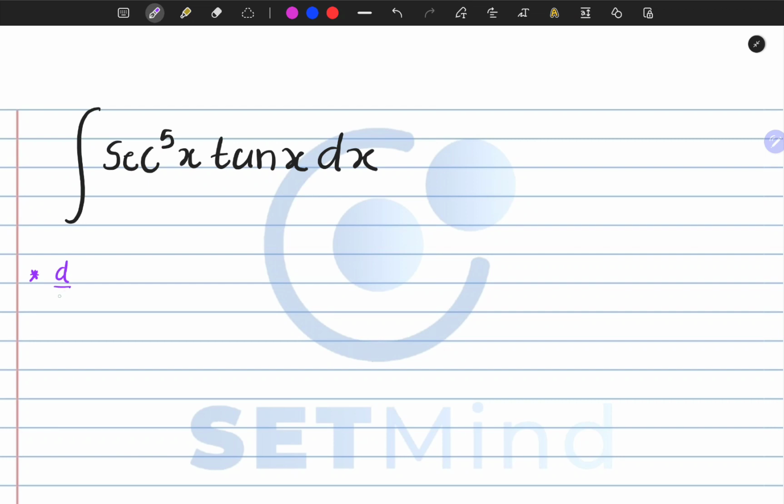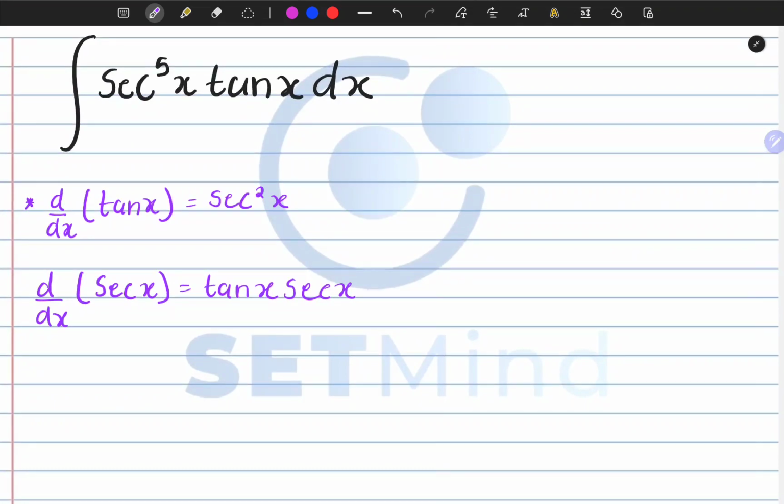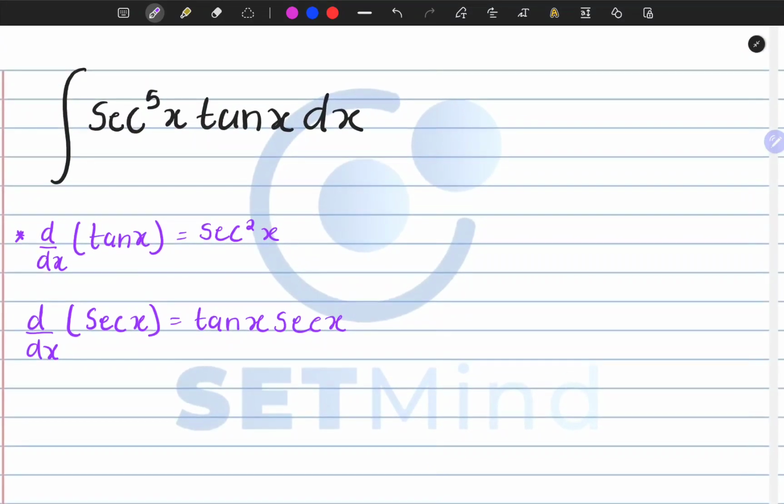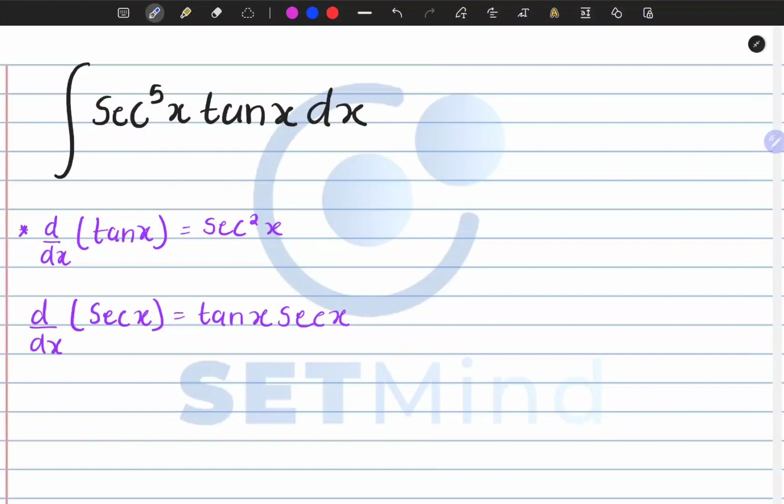There's a couple of things which I need you to remember. When we find the derivative of tan, the answer is simply sec²x. And when we find the derivative of sec x, the answer is simply tan x sec x. So with this in mind, we know how tan is related to sec. How can we use this relationship to solve the integral which we have above?